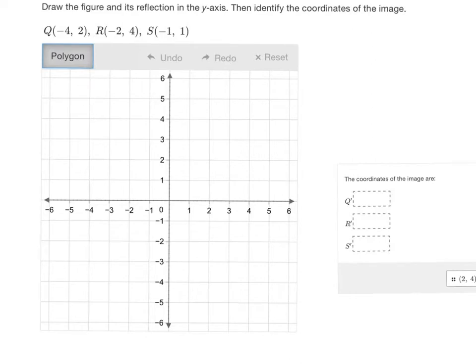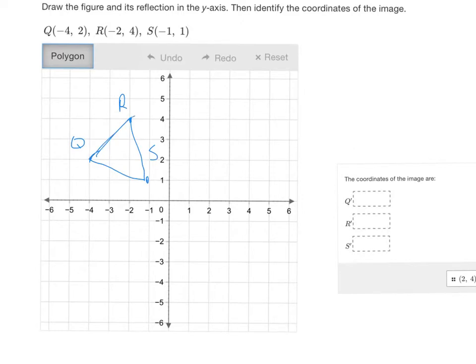So we start with -4, +2 would be here, and this is Q. The second one is -2, +4, that would be there. We'll call that R. And then we have -1, +1, and we call that S. So what we have is a triangle that looks like that. Now we're going to reflect this across the y-axis.